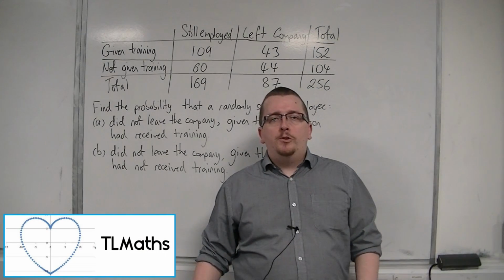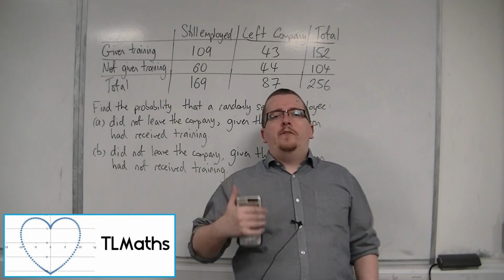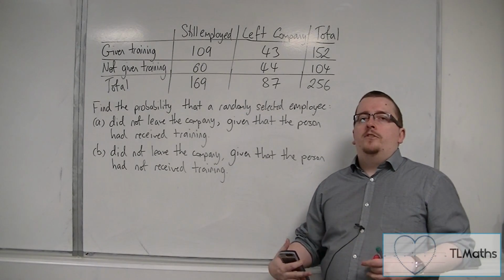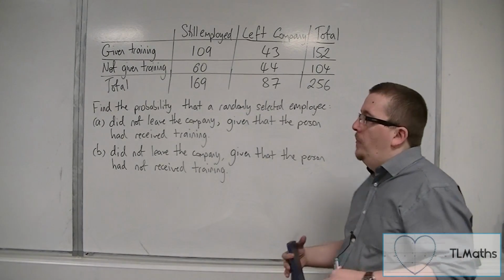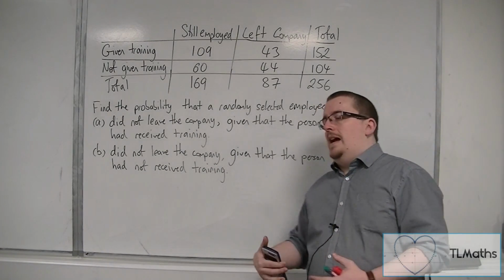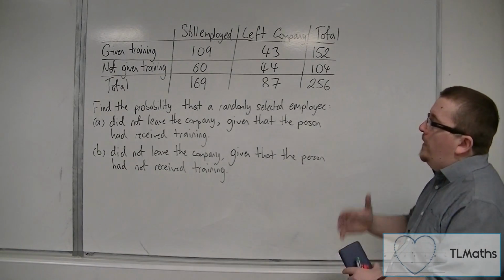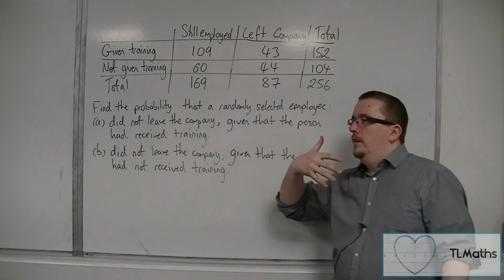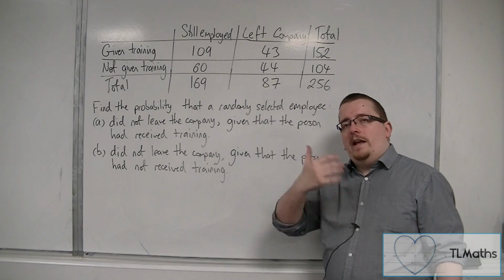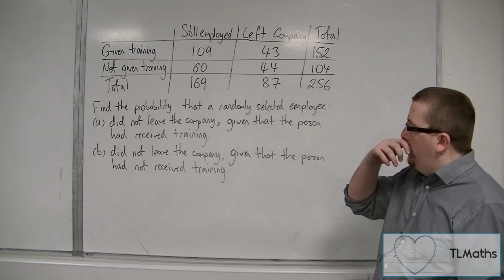Let's look at a problem with a two-way table now. Let's say that there is a company that offers training to their employees, but they still have employees leaving the company, and they want to determine whether having given some staff training or not has affected whether they left the company or not.